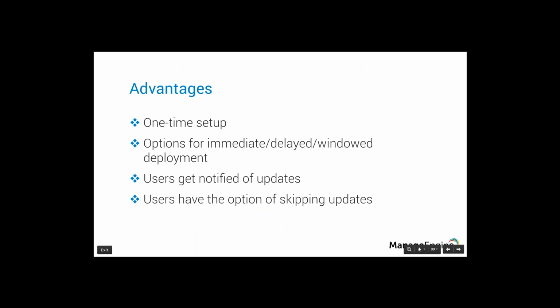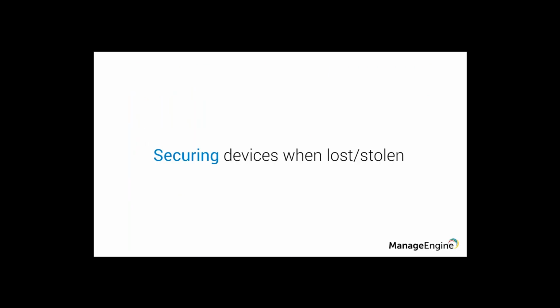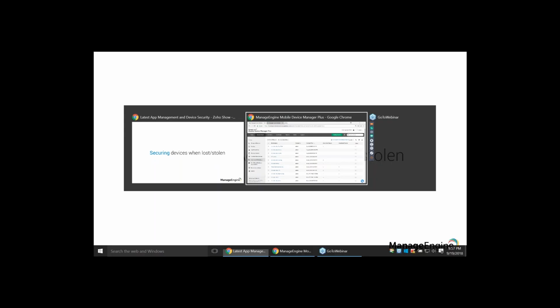So what are the advantages of using this Automate OS Update system? Well, it's a one-time setup, as you have seen. And we have various options for you, whether you'd want to deploy it immediately, in a delayed fashion, or in a windowed fashion. The users also get notified of the updates so that they can quickly save any details that they're working on, or they can skip the deployment as well.